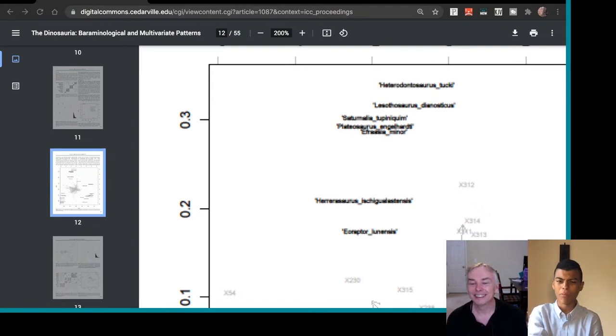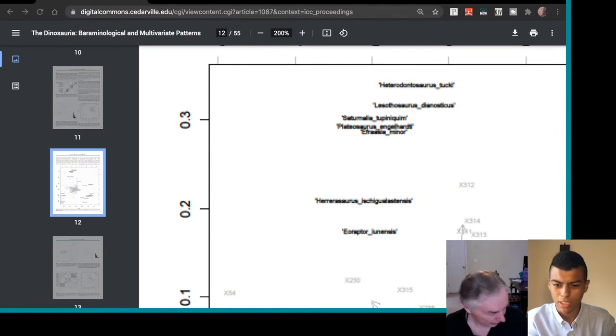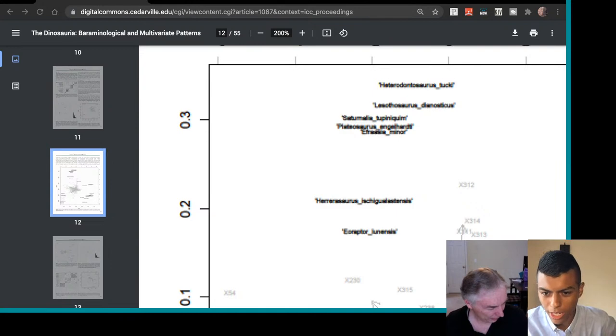We do have a couple questions from a friend of mine, the Dapper Dinosaur. He says, were any Ornithuran taxa included? I'm sorry, what? Ornithuran taxa. Were any taxa from that group included in the study?